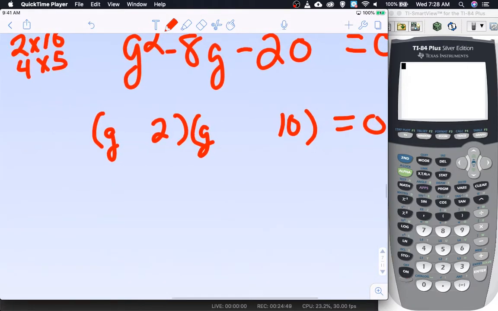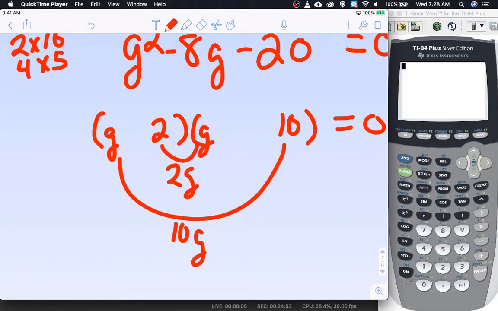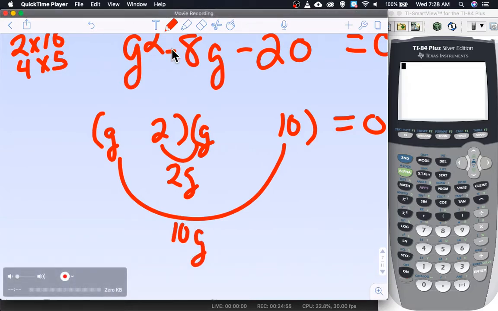Now, to get our signs right, we do this. That's a 2g, that's a 10g. To make a negative 8, we would need this 10 to be a negative. The bigger number is negative, the smaller number is a positive, so that when you combine them, you'd still have 8 negatives left over. That makes him a plus and him a minus.